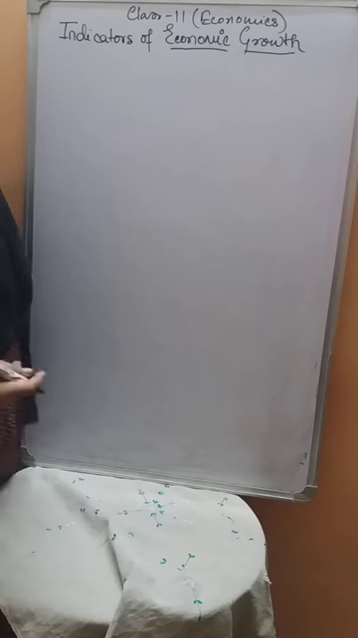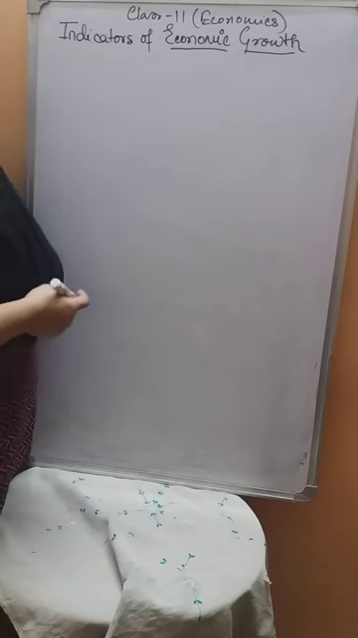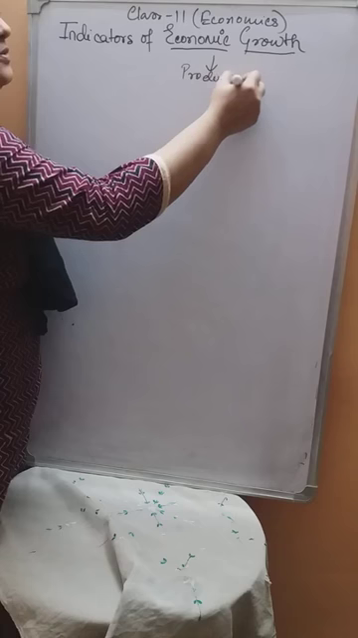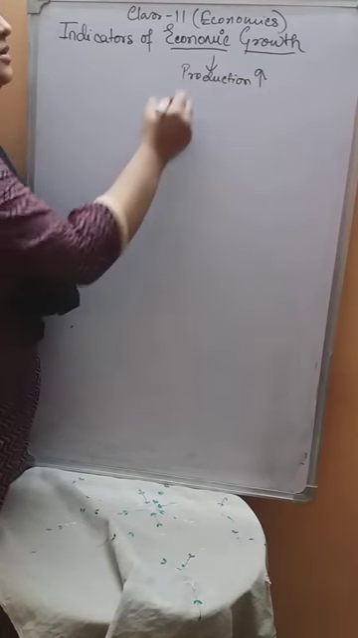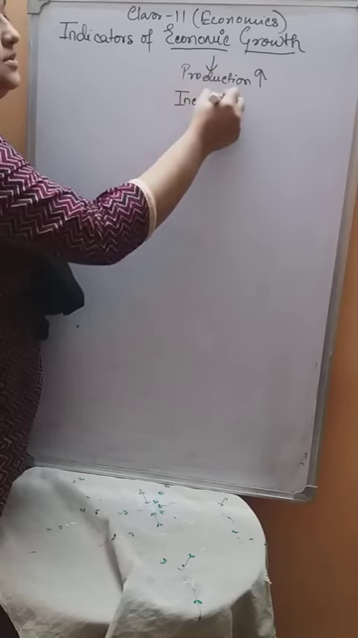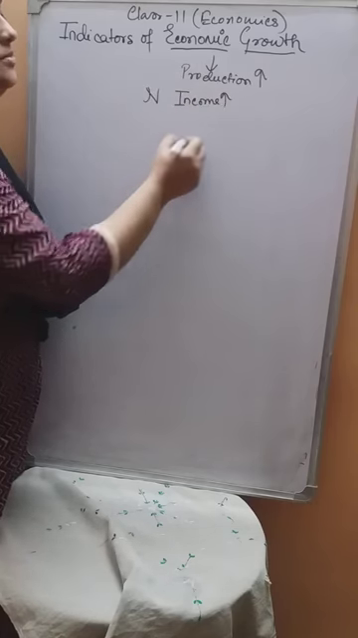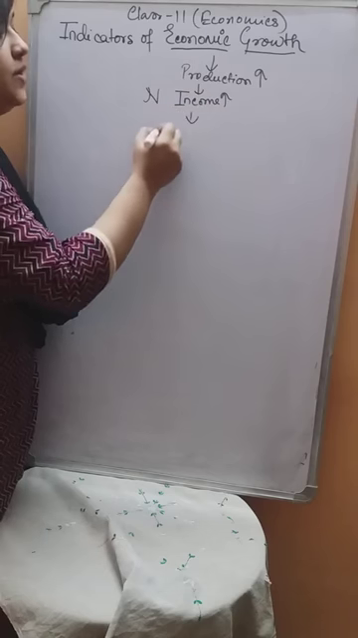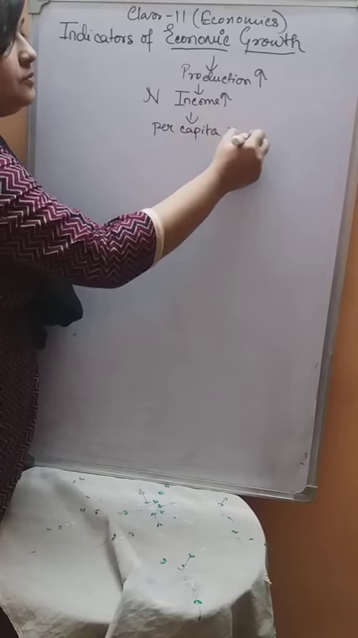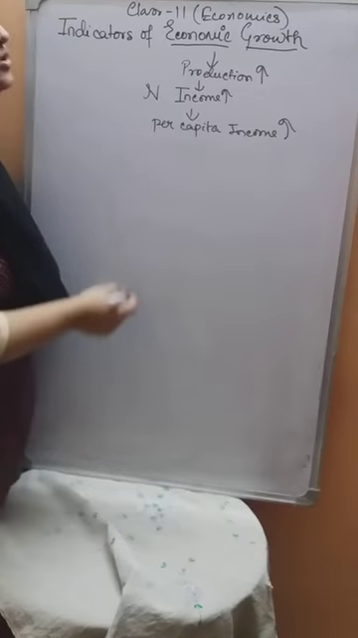Class 11, we were doing the chapter growth and development. I have already introduced you to the term economic growth. Now, what do you mean by economic growth? Basically, if the nation's production increases, and out of production the nation's income increases, then that national income, when distributed among the people, is going to increase per person income or per capita income. So that is known as economic growth.